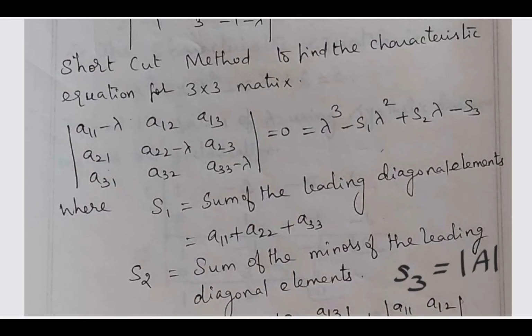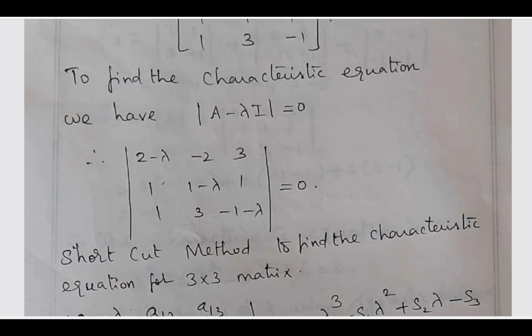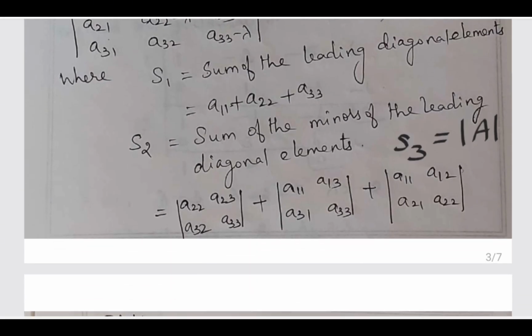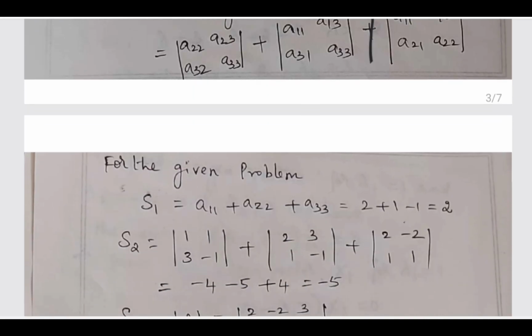So our S1 is, you see, the sum of the leading diagonal elements, that is 2 plus 1 plus minus 1. So 2 plus 1 plus minus 1, it gives you 1, and 1 and minus 1 get cancelled. You will get automatically 2 as the answer. Similarly, S2 is nothing but the sum of the minors.